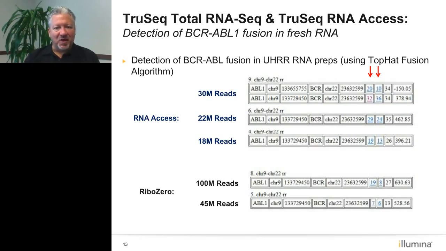So here is some raw data and the output of TopHat Fusion. I'm highlighting the numbers of reads that we get that span the famous BCR-ABL fusion that you can see in our standard RNA, UHRR. And I'm comparing the RNA Access process with 18 to 30 million reads versus the Ribo-Zero or total RNA-Seq process in the 50 to 100 million reads. You can see that we actually get better coverage of this particular fusion junction using the RNA Access, even compared to the unbiased total RNA-Seq. And this is once again due to the focused enrichment on the exome.